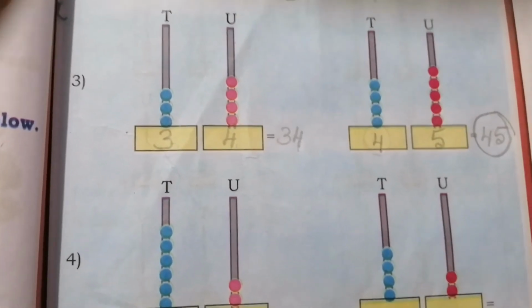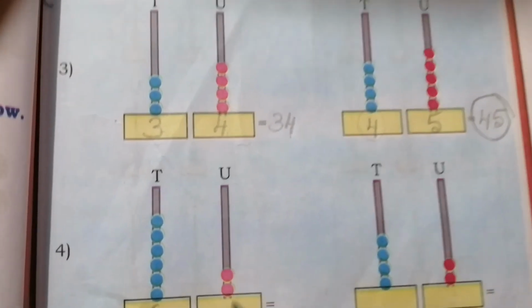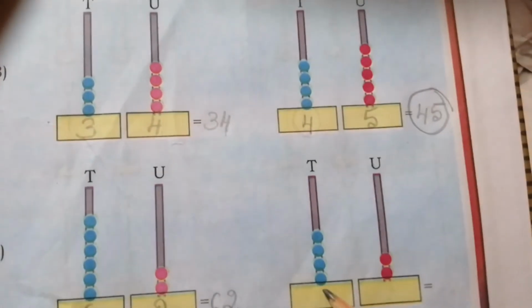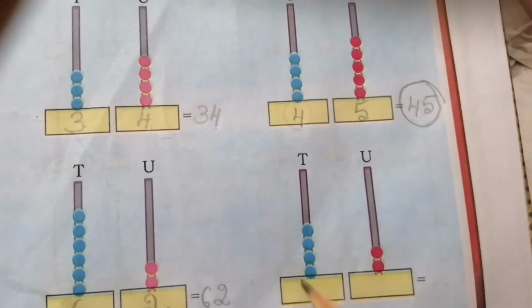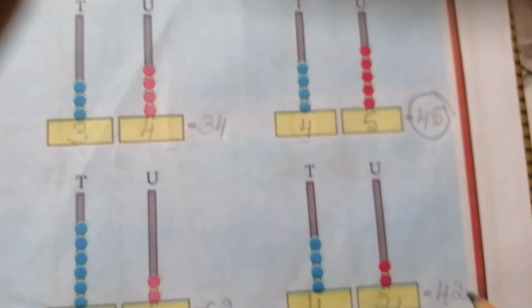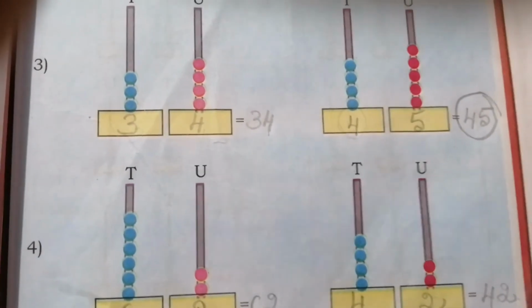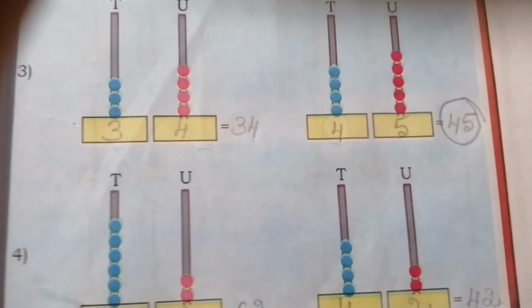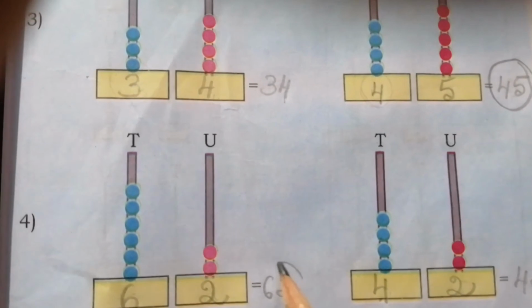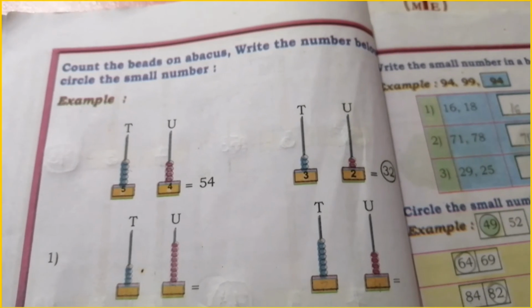Here there are 1, 2, 3, 4, 5, 6 beads in tens rod and 1, 2 beads in units rod. 62. 1, 2, 3, 4 beads in tens rod. 1, 2 beads in units rod. 42. So let's compare the number in tens place. 6 and 4. Which is the big number? 6 is the big number. So we have to encircle the biggest number 62. Is it clear? Let's do the other exercise.